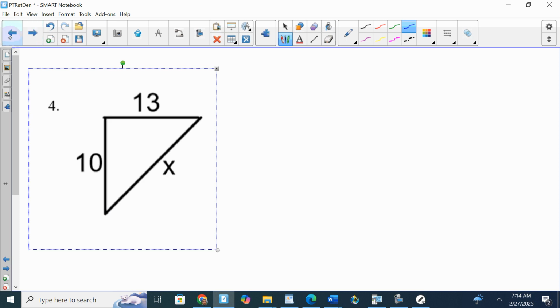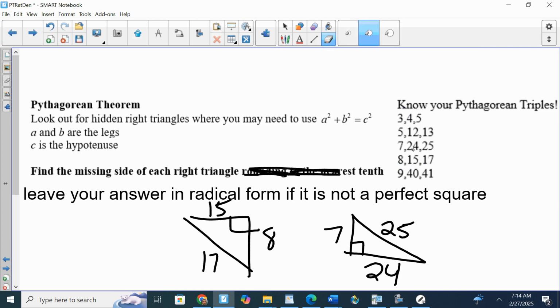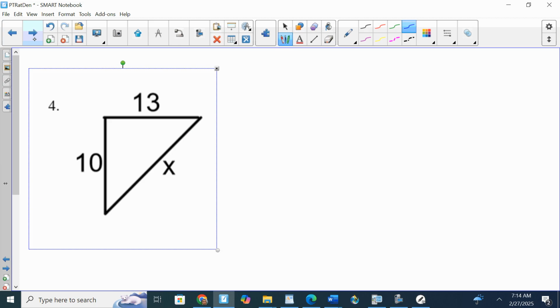10, 13. Is that part of a triple? No. Should have also mentioned any multiple of the triples are also triples. So if I multiply 3, 4, 5 by 2, that's 6, 8, 10. That would be a triple as well. But in this case, 10, 13 is not part of a triple.